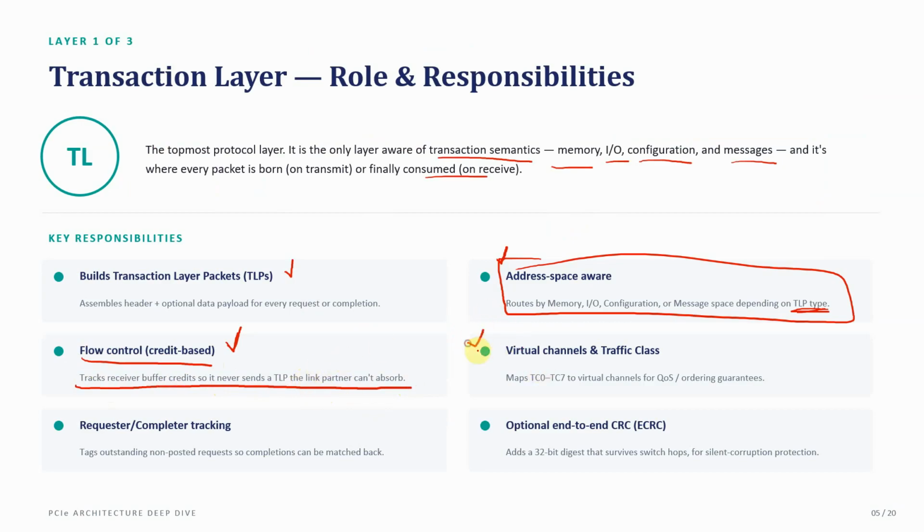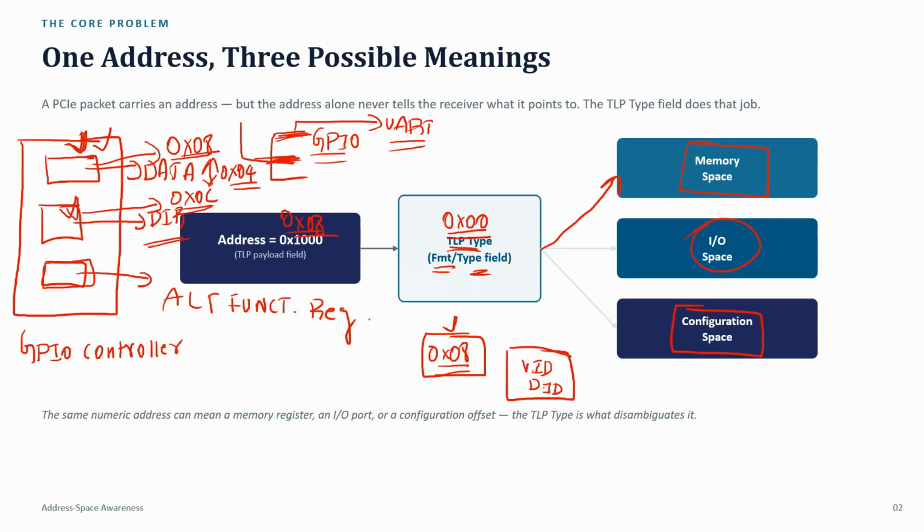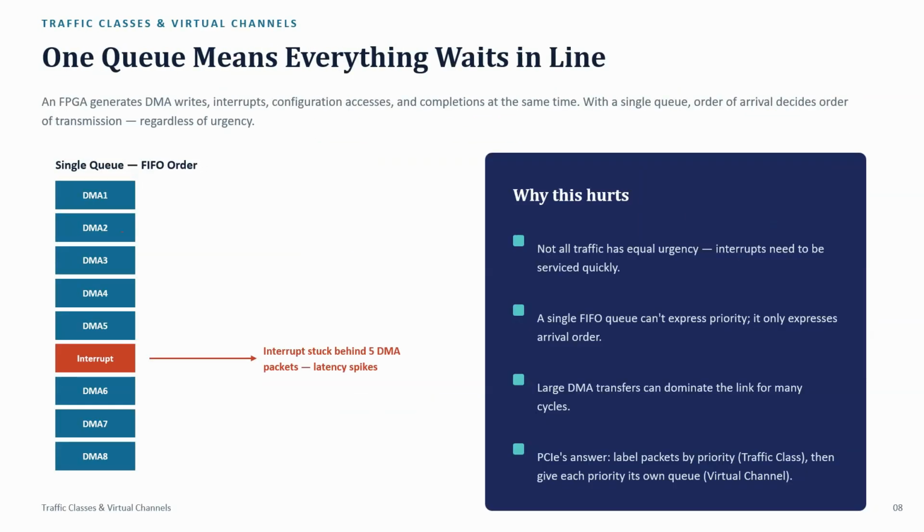Next is virtual channels and traffic classes. So let us try to understand what this fourth responsibility of the transaction layer is. Let's say suppose I have only a single queue where everything is going to wait. For example, a FIFO where I have DMA packets lined up, and next an interrupt which was given, and next I have DMA again. So not all the traffic has equal urgency.